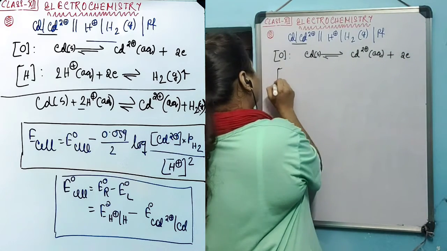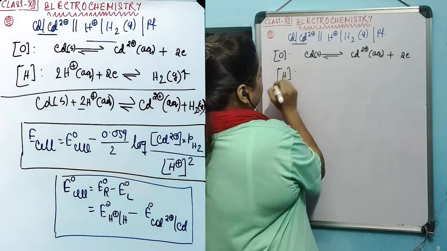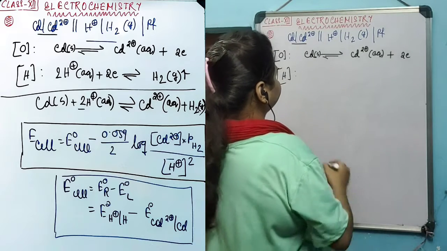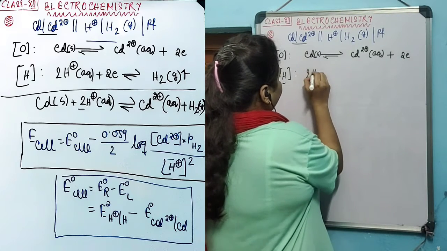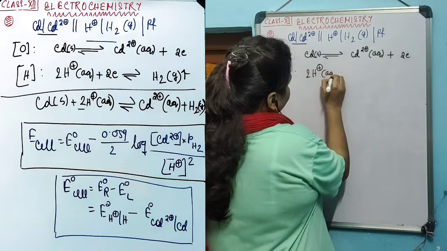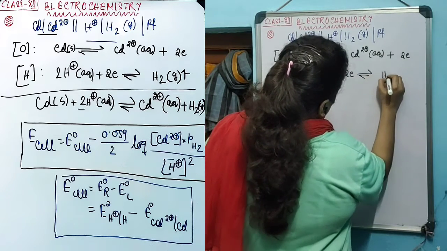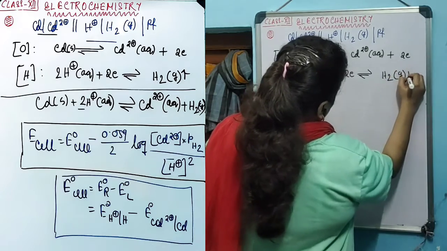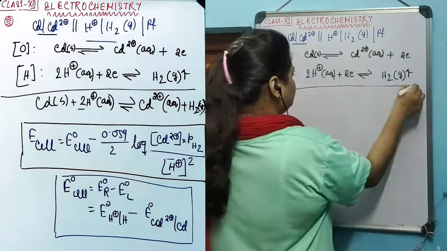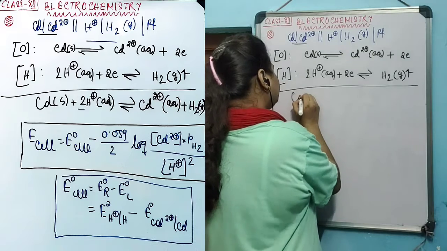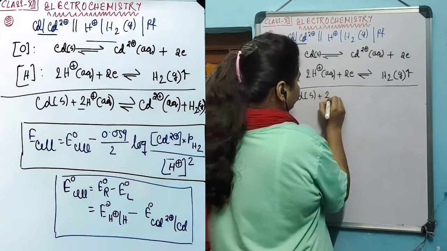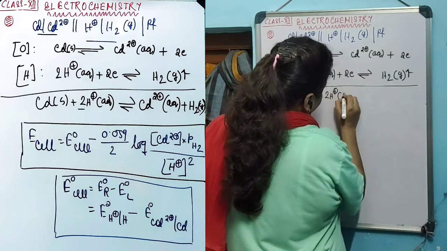This is the half cell reaction of oxidation. What is the reduction half cell reaction? 2H+ in aqueous state, by gaining 2 electrons, produces H2 in gaseous state and leaves the reaction medium. So the overall reaction will be cadmium in solid state reacting with H+ in aqueous state.